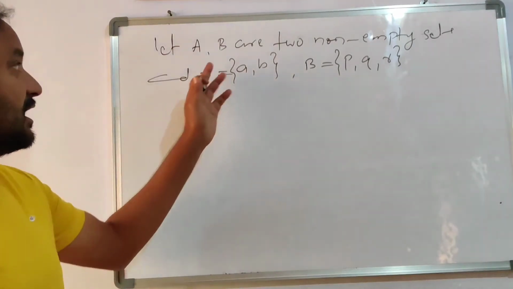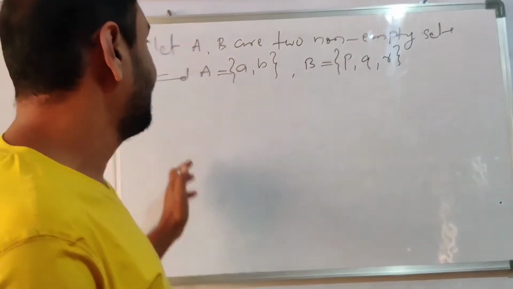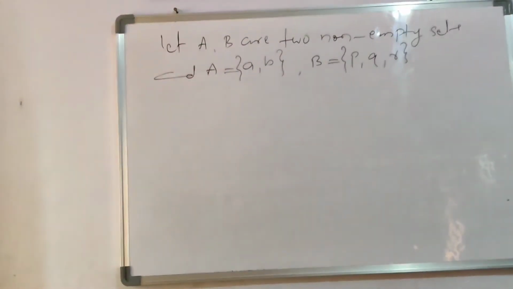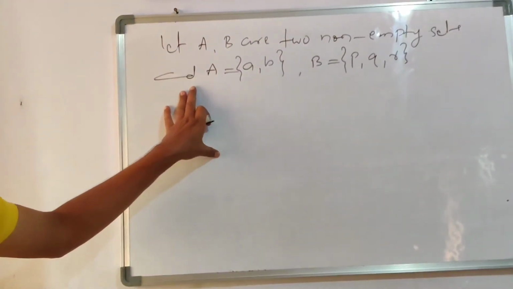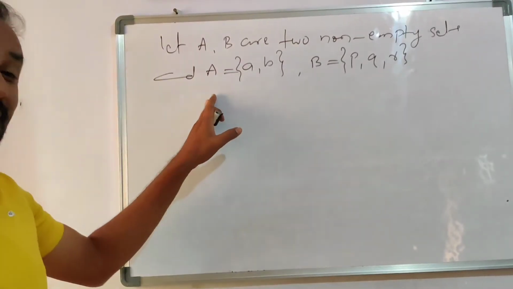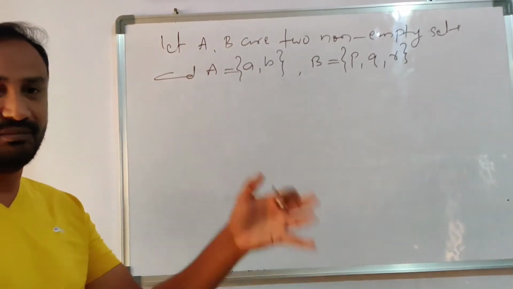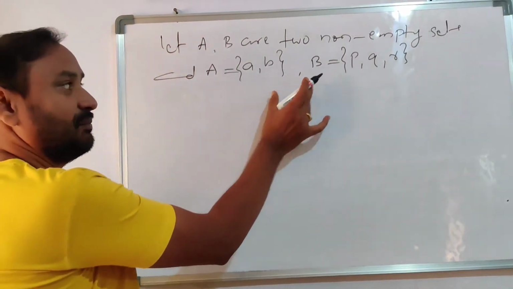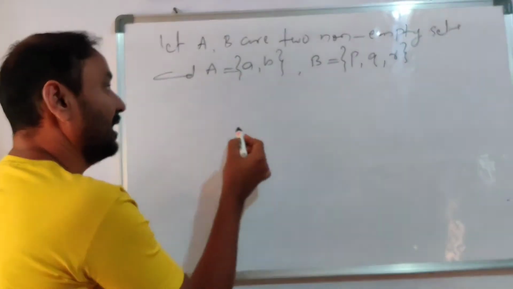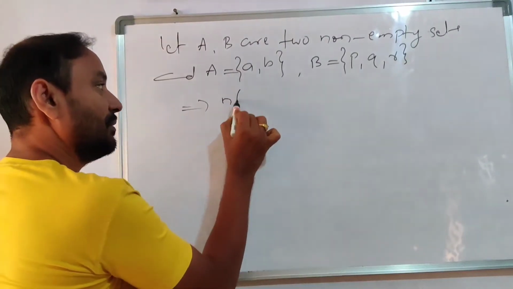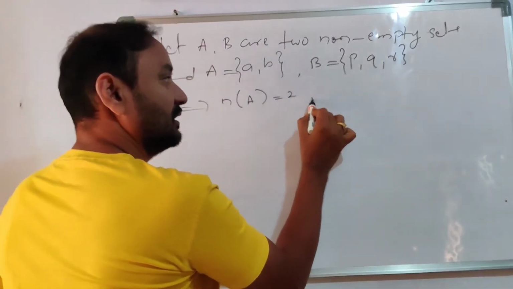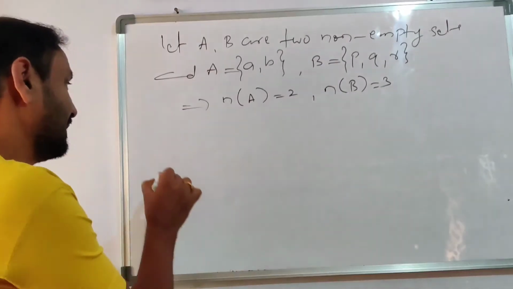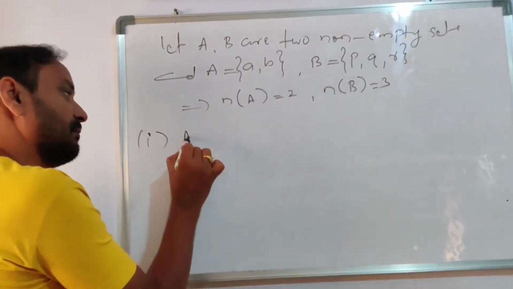Let A and B be two non-empty sets, with A = {a, b} and B = {p, q, r}. Then find the number of functions from A to B, and also find the number of one-one functions, onto functions, and bijections. Here, given A = {a, b} and B = {p, q, r}, that implies the number of elements in A is 2 and in B is 3.